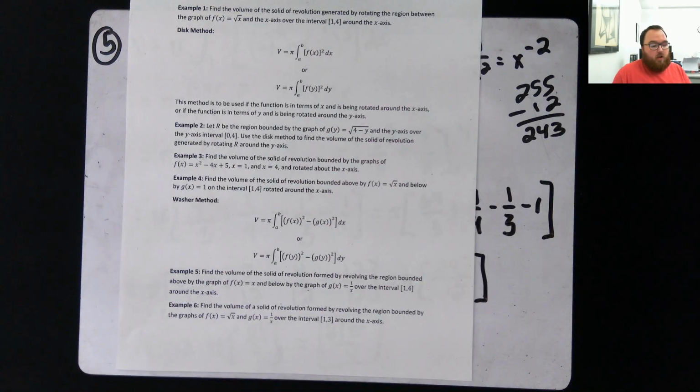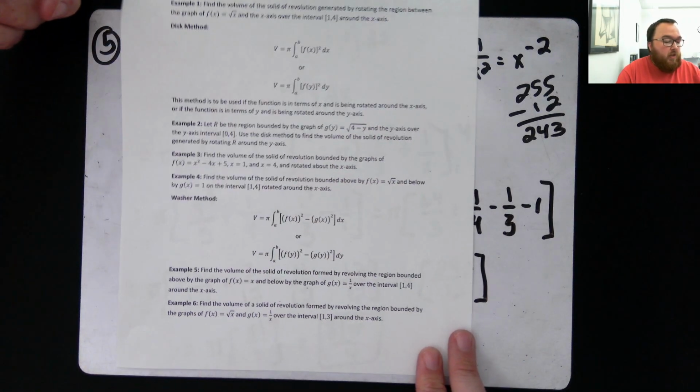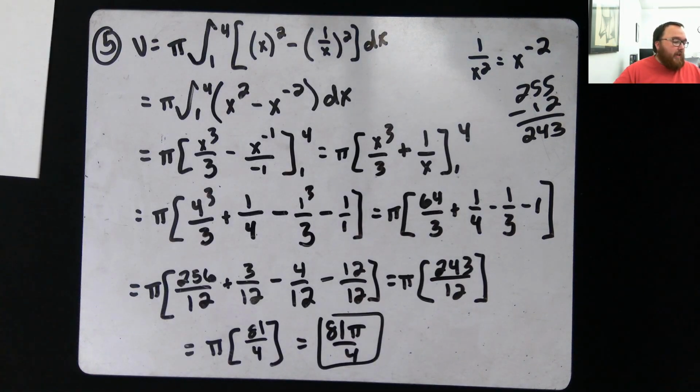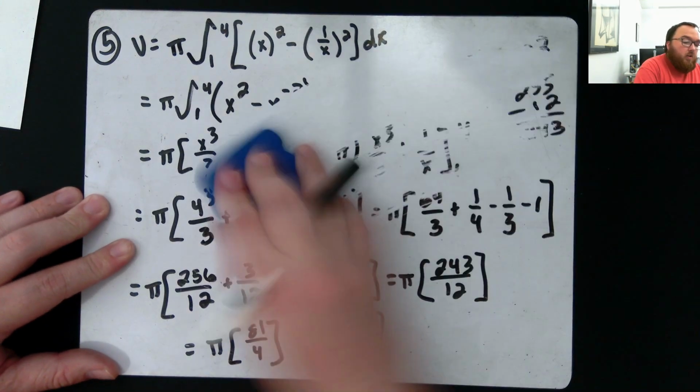Example number 6. Find the volume of a solid of revolution formed by revolving the region bounded by the graphs of f of x equals square root of x and g of x equals 1 over x from 1 to 3 and rotating it around the x-axis. So same thing here, except the difference is they don't tell us which one is on top. So I've got to see that again, just like we did earlier, or I guess I should say in section 2.1.